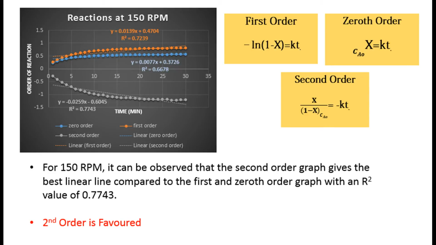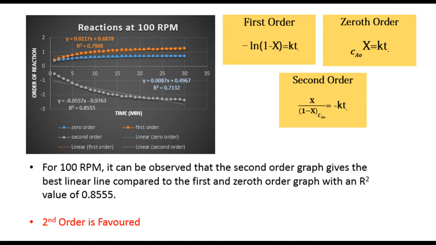For 150 rpm, it can be observed that the second order graph gives the best linear line compared to the first and zero order graph, with an R-square value of 0.7743. Therefore, this reaction favors a second order reaction. For 100 rpm, it can be observed that the second order graph gives the best linear line compared to the first and zero order graph, with an R-square value of 0.8555. Therefore, this reaction favors a second order reaction.